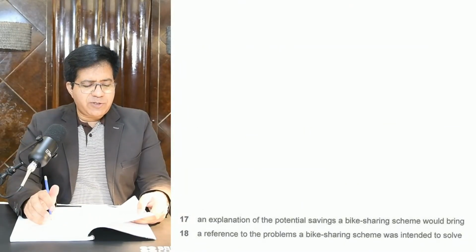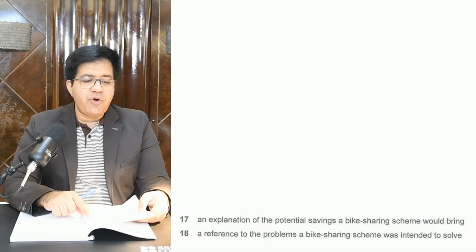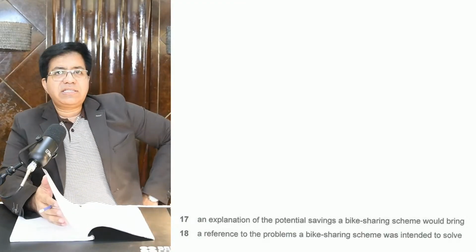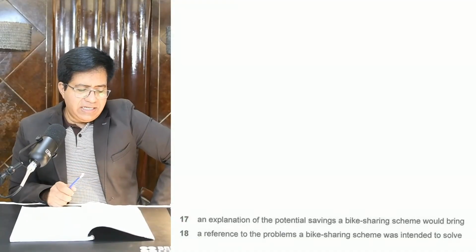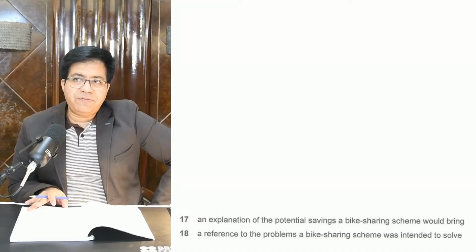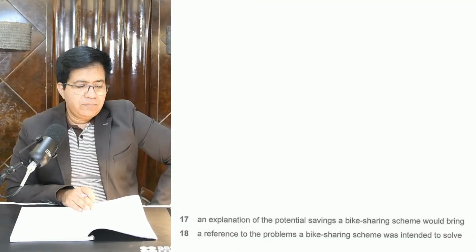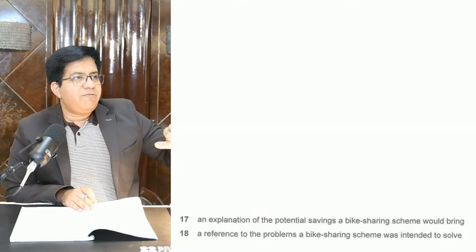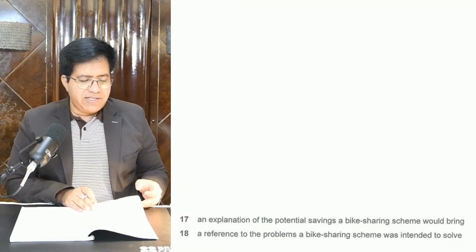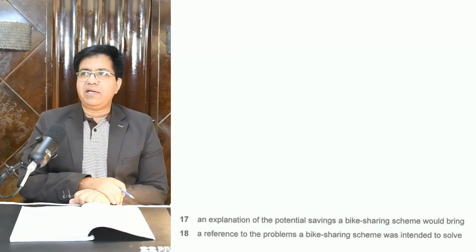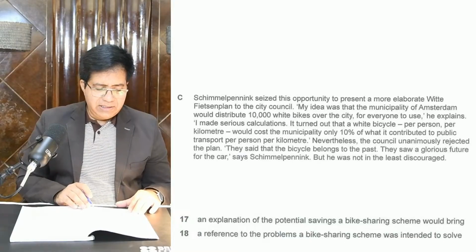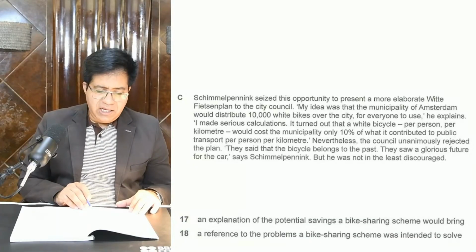Question number 17, explanation of potential savings a bike sharing scheme would bring. Saving a bike sharing scheme would bring. Go to paragraph BCD. BCD. Bike sharing scheme would give the benefit. So, explanation of potential savings, 10% fuel cost, 20% this, 30% that, right? Explanation of potential savings a bike sharing scheme can bring. Paragraph C, that's right. Please come to paragraph C and third line.